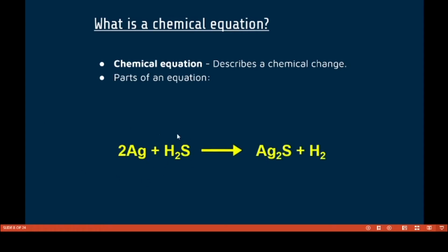Now this is the reactant and this is the product. Silver, Ag, and H2S, hydrogen sulfide, react and give one product, silver sulfide. So this is the reactant and this is the product, and this arrow is the reaction symbol.